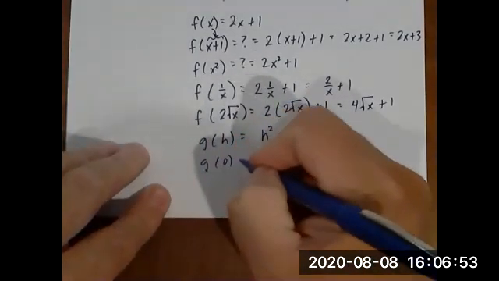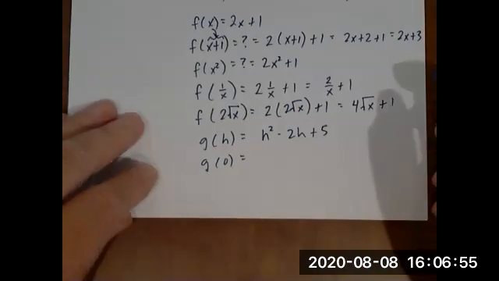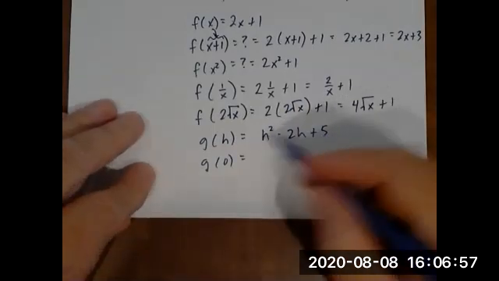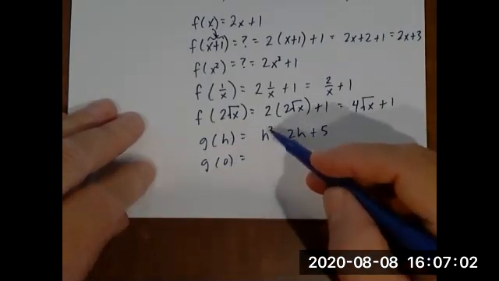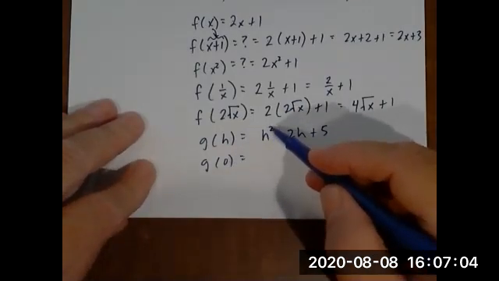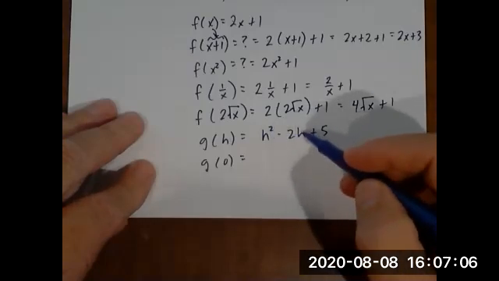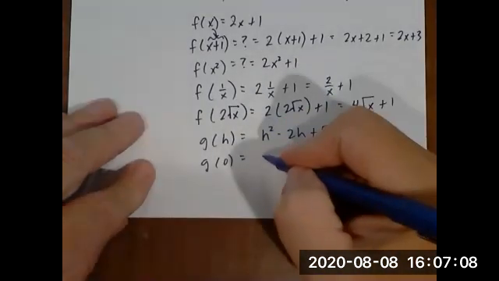We'll just do a couple real quick. G of 0, what does that mean? You go to your g function. Every place you have an h, you plug in a 0. We can do this in my head, right? 0 squared, 0 minus 2 times 0, 0 plus 5.